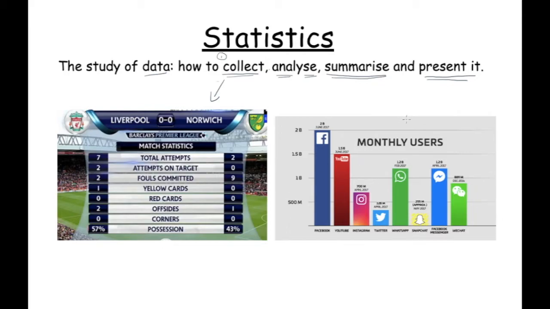Now here on the right, here's a different type of statistics. Here we're looking at monthly users of different social media platforms. So this is like a bar chart, pretty much is a bar chart, except it doesn't have a line going straight down. But it does have, you can see the numbers on the left hand side. That's 2 billion people. That's 1.5 billion, 1 billion, 500 million. And then these are all the different types of social media platforms. So Facebook obviously is the most popular. We can see here 2 billion people.